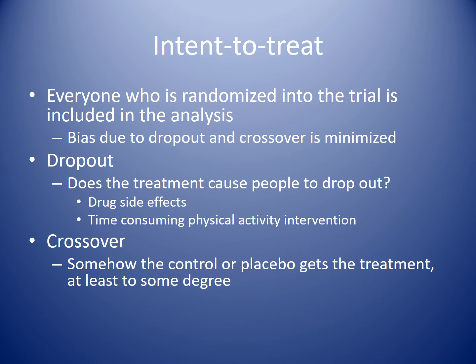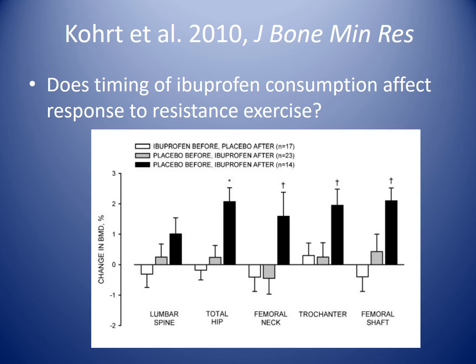One thing you can do to try to minimize this crossover is when somehow the control or the placebo group gets some of the treatment. So maybe if it's an exercise study, 2 friends are in the study, one's in the treatment group and one's in the control group. Well, if the one in the treatment group is learning all of these really cool workouts and is excited about it, he might share what he's learning with the friend who's in the control group. And in that case, that's a problem because the control group is actually getting some of it.